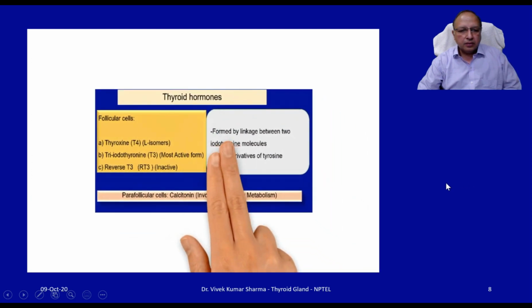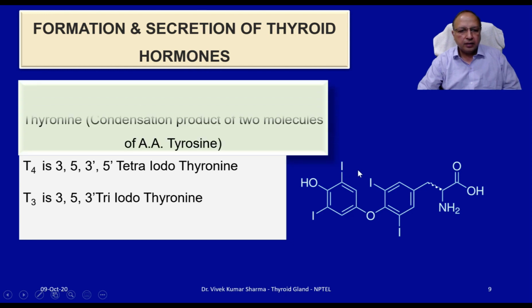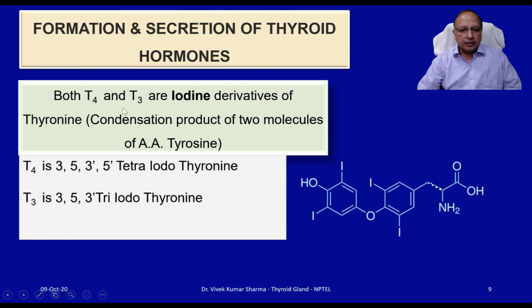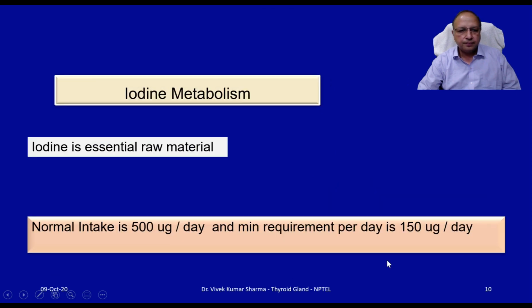Now, formation and secretion of the thyroid hormones. This T4 is 3,5,3',5'-tetraiodothyronine, and T3 is 3,5,3'-triiodothyronine. Both these are iodine derivatives of tyrosine, and they are produced by the condensation product of two molecules of the amino acid tyrosine. Both these thyroid hormones are synthesized and stored as a part of the thyroglobulin molecule.